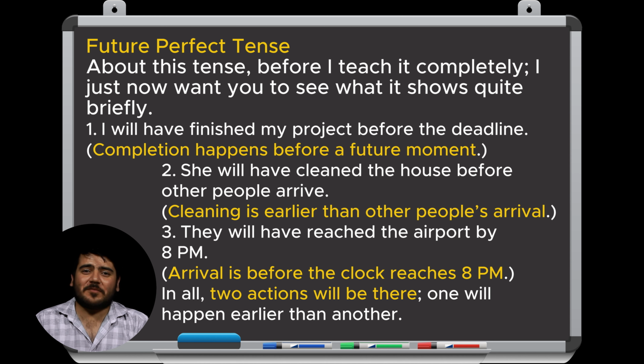With future perfect, before I teach it completely, I just want you to see what it shows quite briefly. I'll have finished my project before the deadline. Completion happens before a future moment. Number 2, she'll have cleaned the house before other people arrive. Cleaning is earlier than other people's arrival. They'll have reached the airport by 8. Arrival is before the clock reaches 8. In all, 2 actions will be there. One will happen earlier than the other.